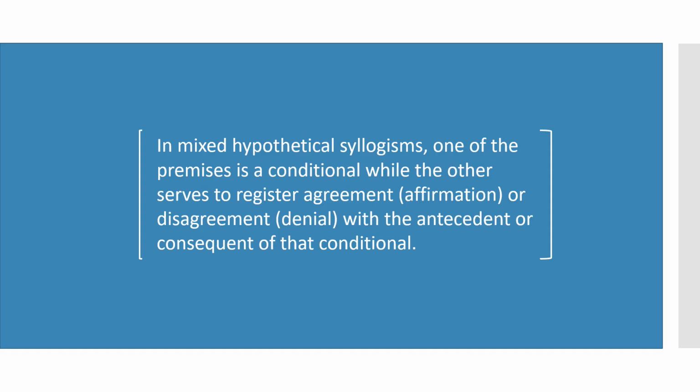So in this sense, what we have is simply a single conditional statement as the main premise of the argument. And then the second premise is just going to take one of the two parts, the antecedent or the consequent, and say, yep, that's true, or no, that's false, in order to do the same thing in the conclusion with whatever's left over.